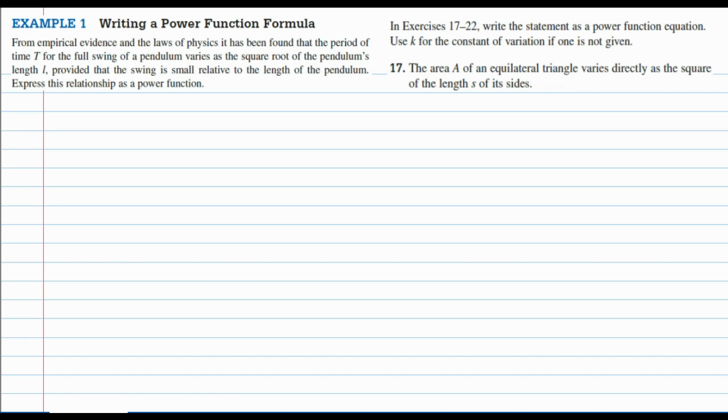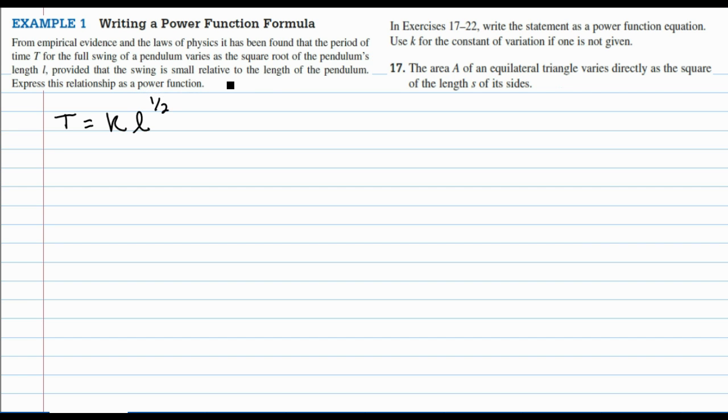So let's start over again, because that sounded like a mathematical equation that I'm supposed to write. From empirical evidence and the laws of physics, it has been found that the period of time, t, for the full swing of a pendulum varies, so equals some k times the square root of the pendulum's length, L. So k times L to the 1/2 power. I know that a square root is 1/2 power.